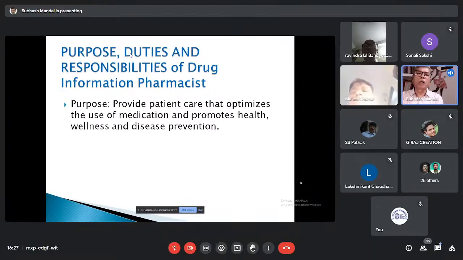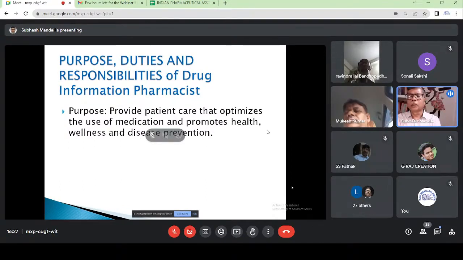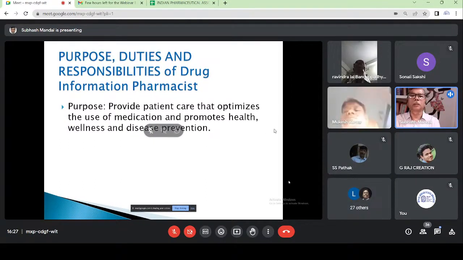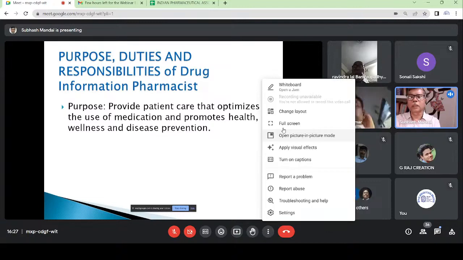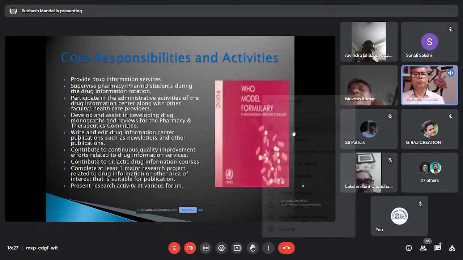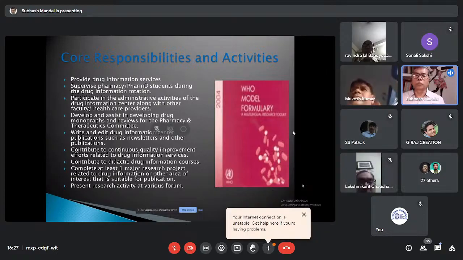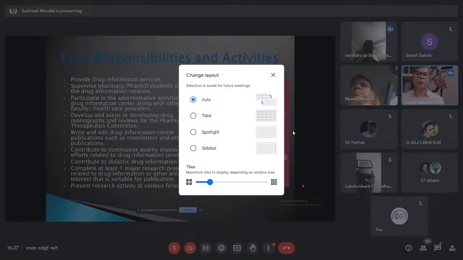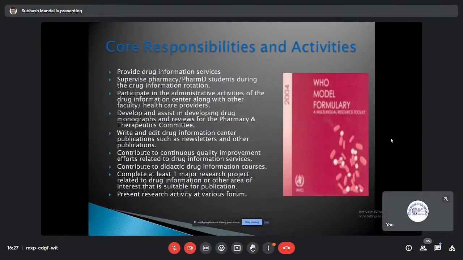Now, I am coming to the first point, that is the purpose and responsibility of the drug information pharmacist. The purpose is to provide patient care that optimizes the use of medication and promotes health, wellness, and disease prevention. Let us see the core responsibilities and activities to be done by the drug information pharmacist. Their primary role is to provide drug information services.